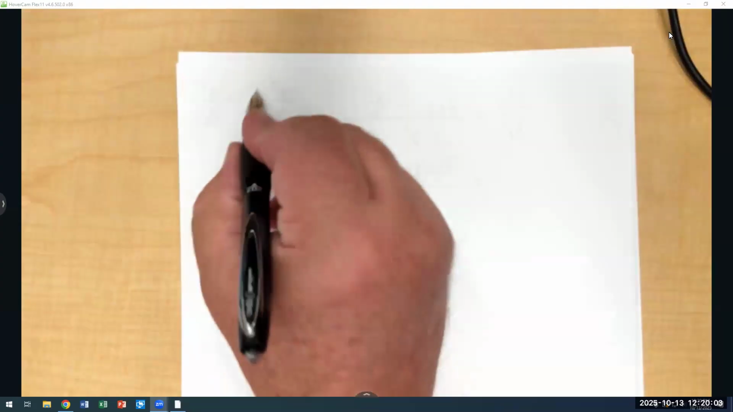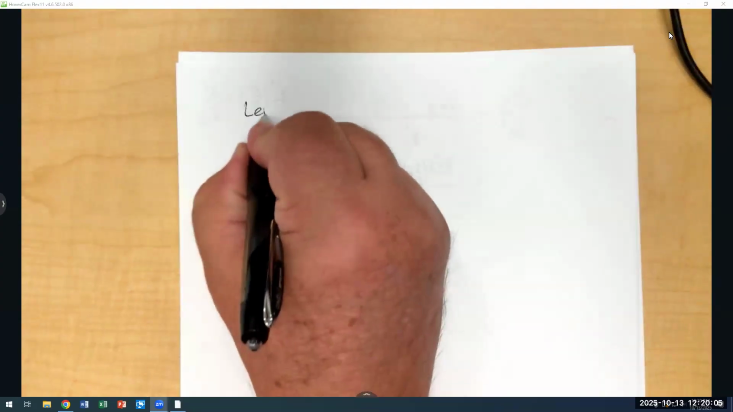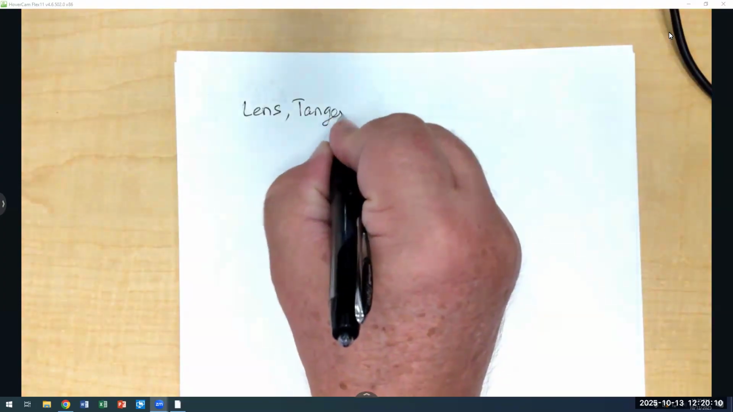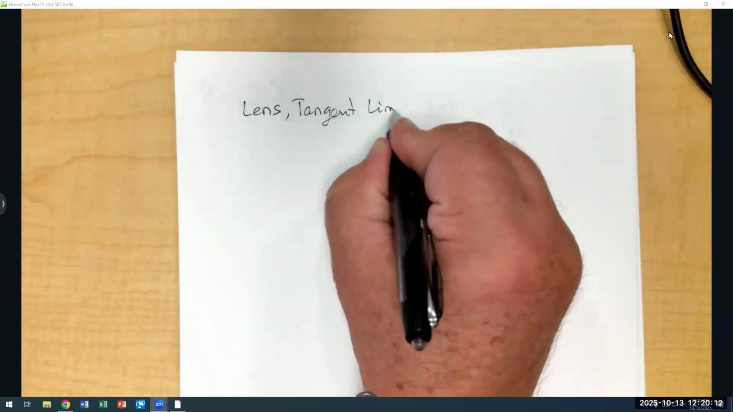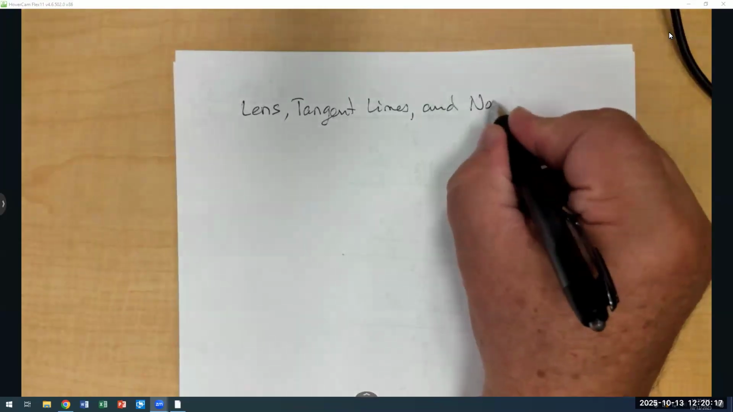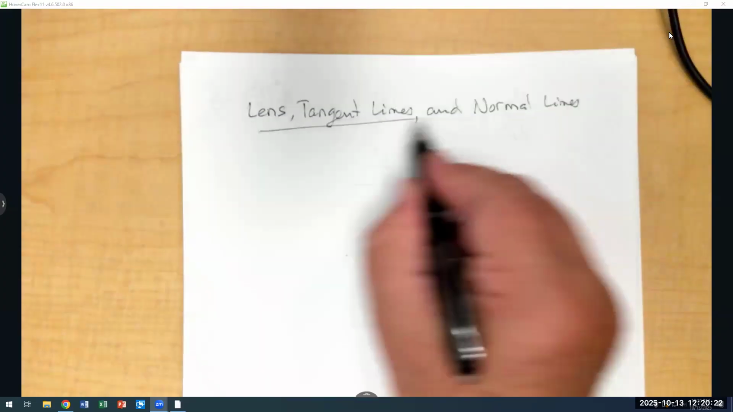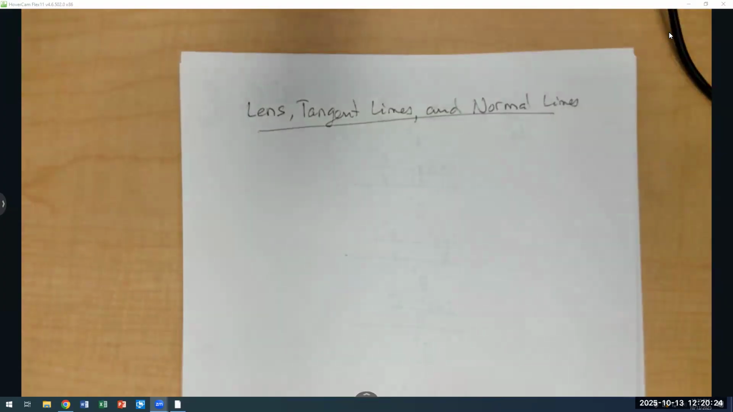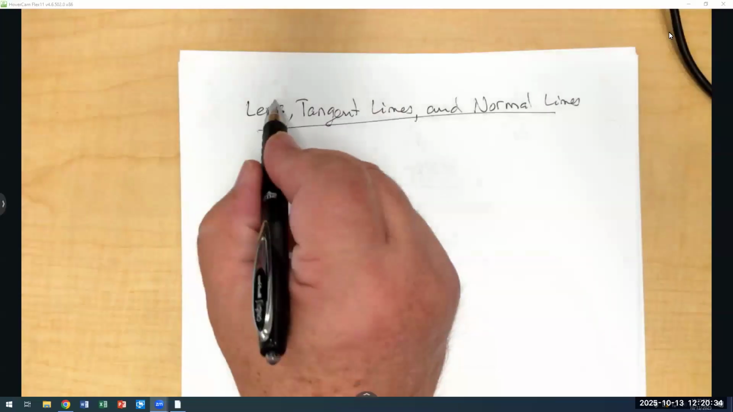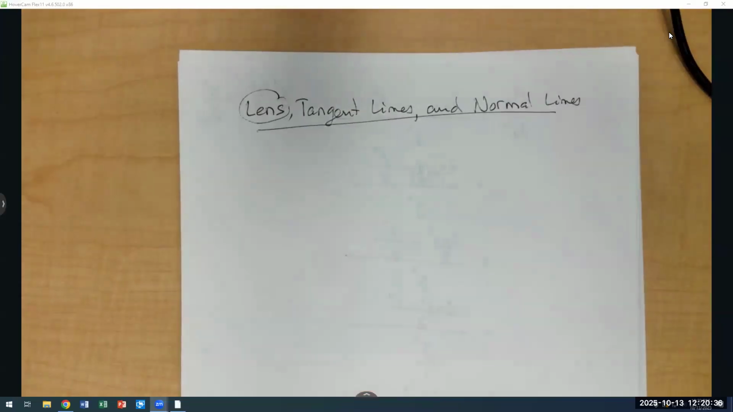Next section is called lenses, tangent lines, and normal lines. I'll send everything out this afternoon. Now, where do lenses fit in this whole thing?